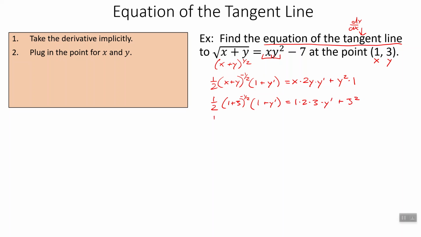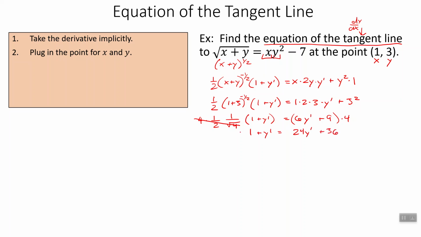So now we're simplifying. So we get 1/2. This is going to be 1 over the square root of 4. And this is 1 plus y prime still. 1 times 2 times 3 is 6 y primes plus 9. All right, square root of 4 here is 2. So 1/2 times 1/2 is 1/4. So we could distribute that, or we could just multiply both sides by 4 to cancel that out. We're left with 1 plus y prime equals 24 y prime plus 36.